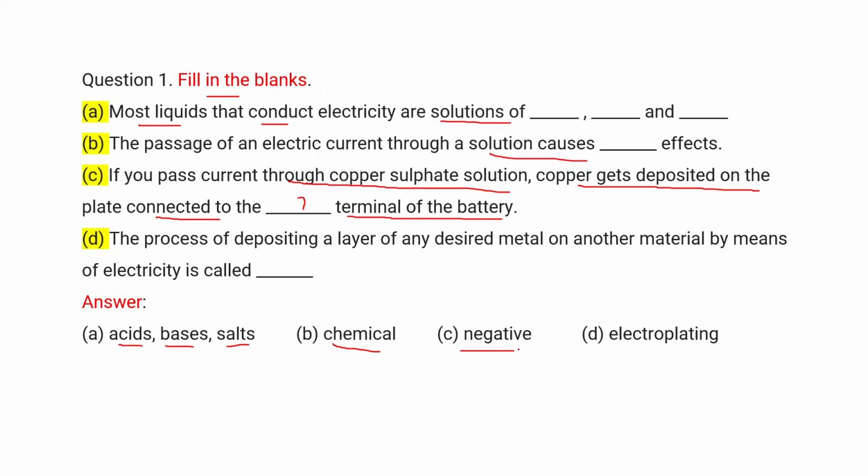Actually, in this case, when copper sulfate is dissolved in the solution, copper ions are produced which are positively charged, and these positively charged ions go to that plate which is connected to the negative terminal of the battery. The process of depositing a layer of any desired metal on another material by means of electricity is called... answer is electroplating.